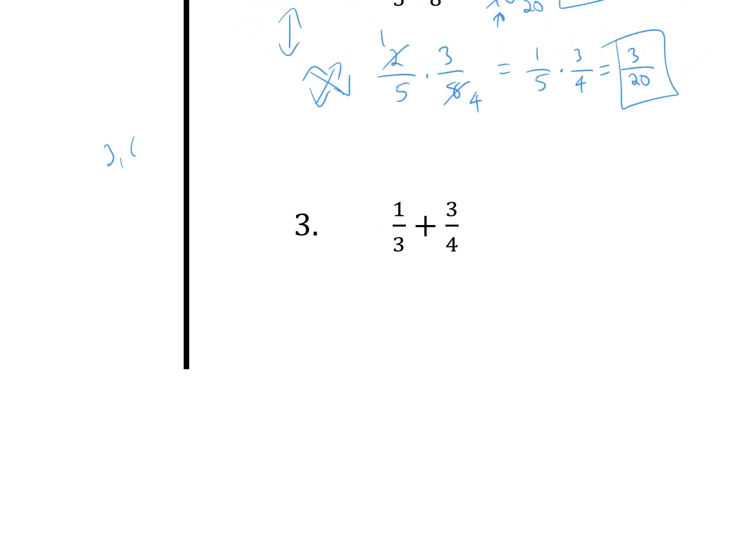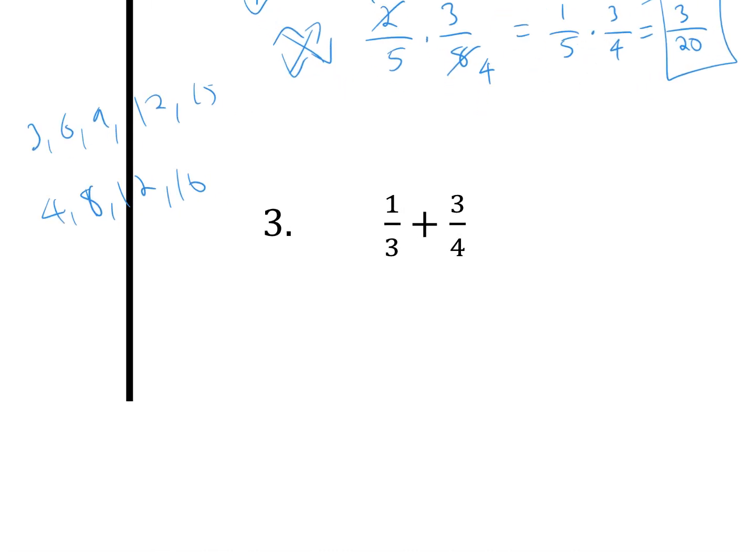So you can go 3, 6, 9, 12, 15. You can do 4, 8, 12. You want to find the smallest number that divides by both numbers, right? And so for this case, it's 12. But whatever way you're comfortable with, it's up to you.